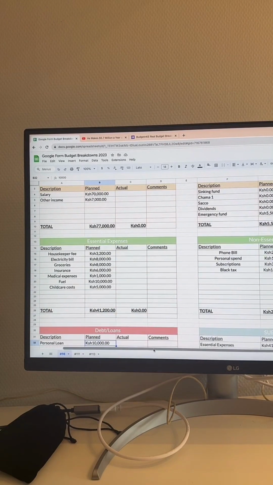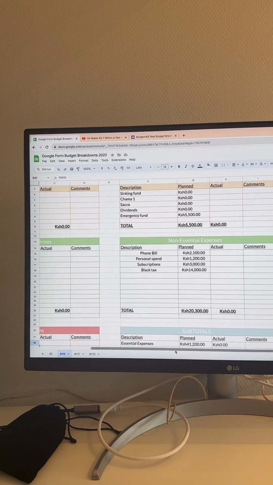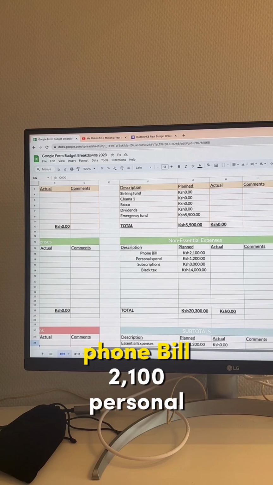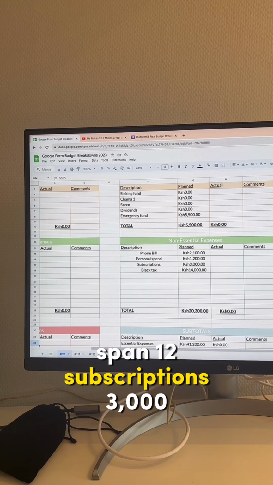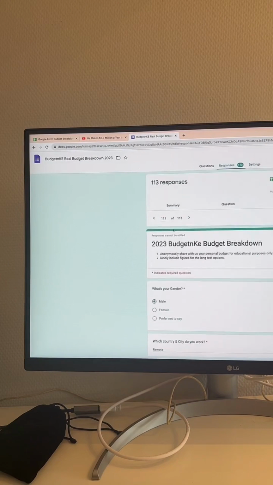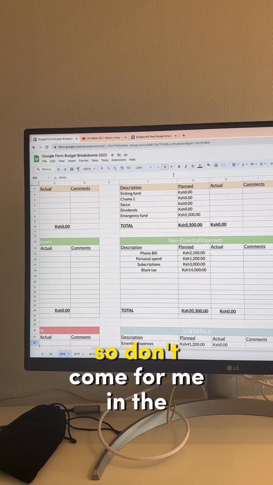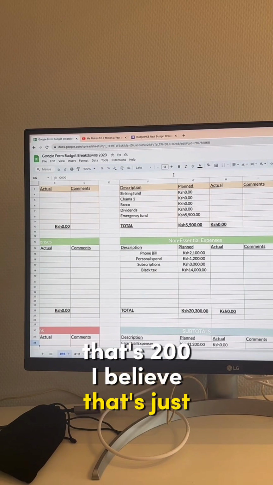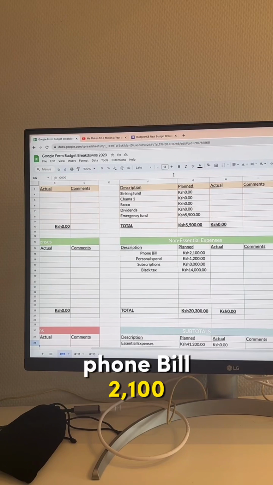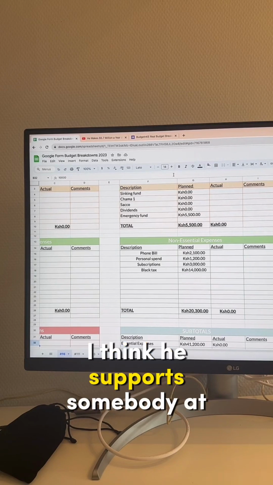And then there is non-essential expenses. Phone bill 2,100, personal spend 1,200, subscriptions 3,000. This is kind of like a budget for a man. Let me check number 98. Yes, it's a man. That personal spend was very low. So yeah, this is a man. That's why the personal spend is low. So don't come for me in the comments. That's 1,200. I believe that's just haircuts. Phone bill 2,100, subscriptions 3,000. And black tax 14,000. I think he supports somebody at home.